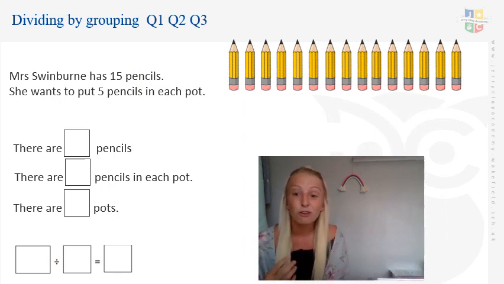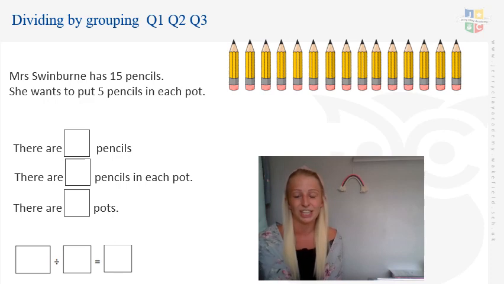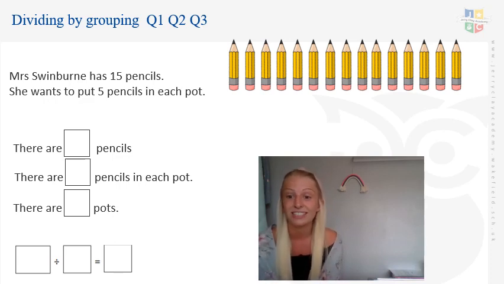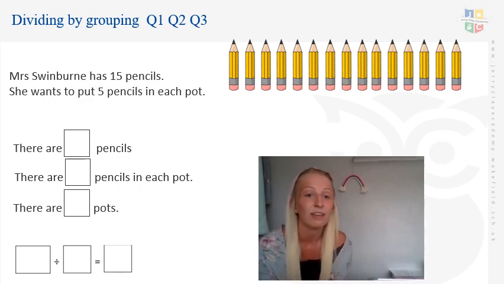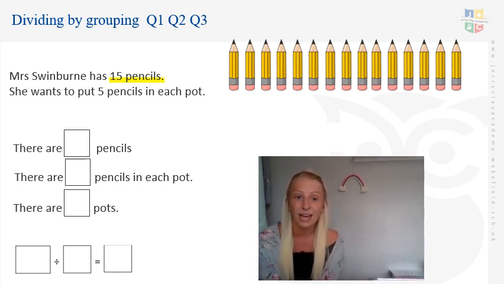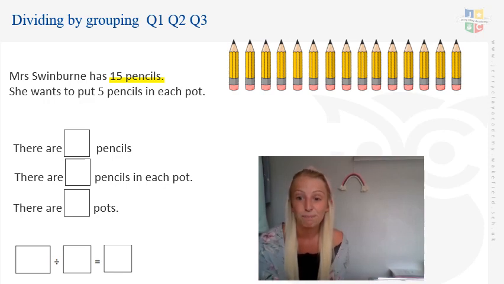Okay, so now we're going to look at grouping using pictures to help us this time instead, so you don't need your resources for this question. However, afterwards you can pause the video and see if you can do it with your resources too. So Mrs. Swinburne has 15 pencils. That is our important information, 15 pencils. Let's double check that she's got 15 pencils by pointing or crossing and counting.